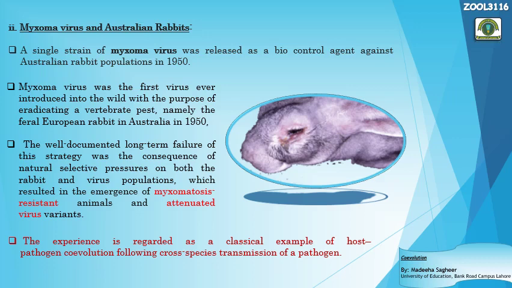The well-documented long-term failure of this strategy was a consequence of the natural selective pressure on both the rabbit and the virus population. Now, after the infection, first about 90% to 99% of the rabbit population got eradicated, or died of myxomatosis.